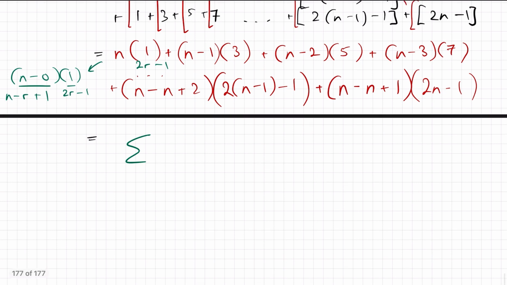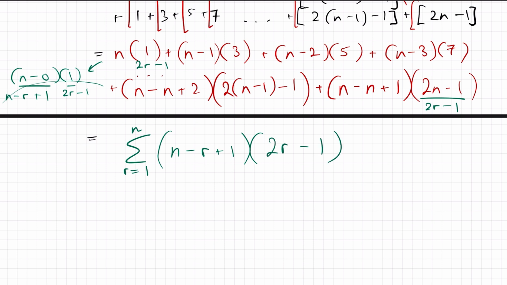And yeah, this here is therefore the general term, starting from r equals 1 and going up to r equals n, right? Because for this one, we just want r to be equal to n. So we can write this like so. And the term is going to be n minus r plus 1 multiplied by the rth odd number, so 2r minus 1, like so.